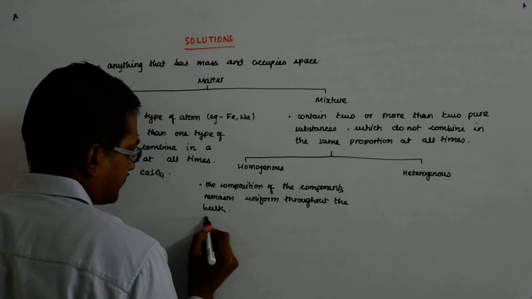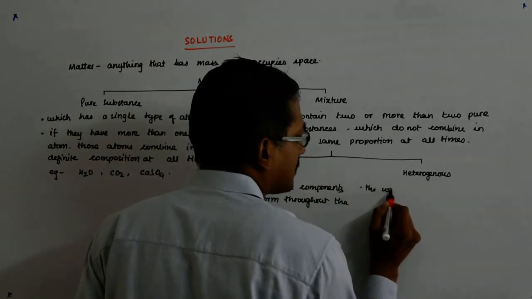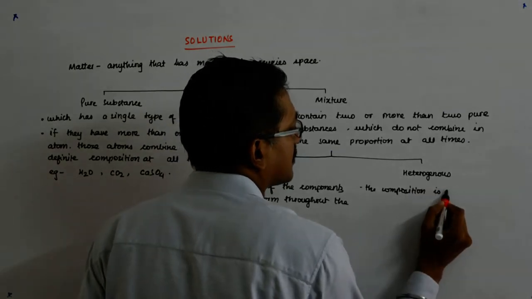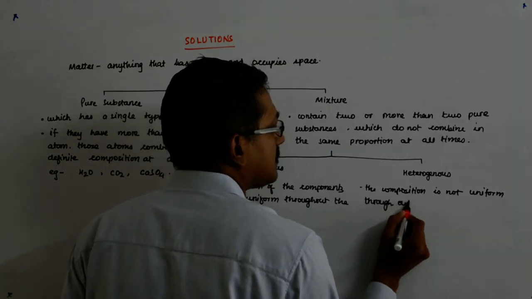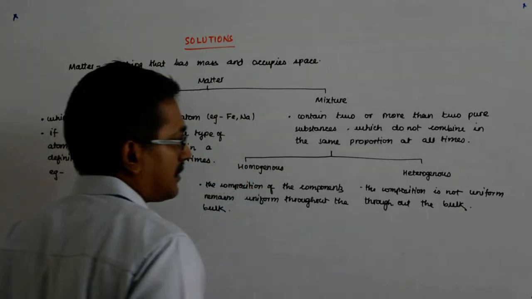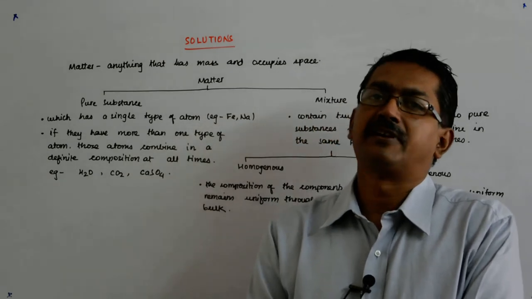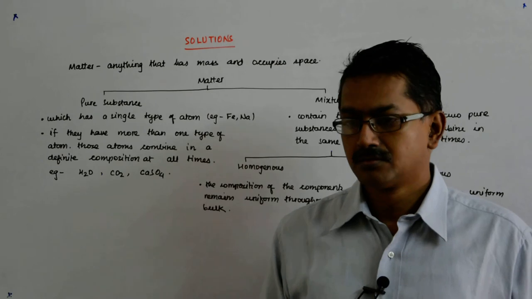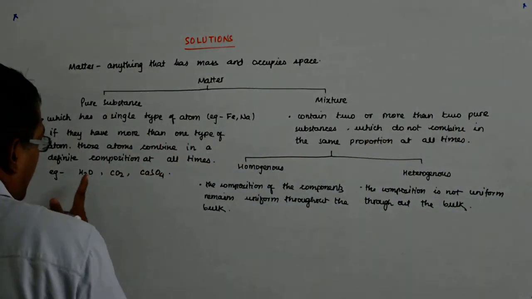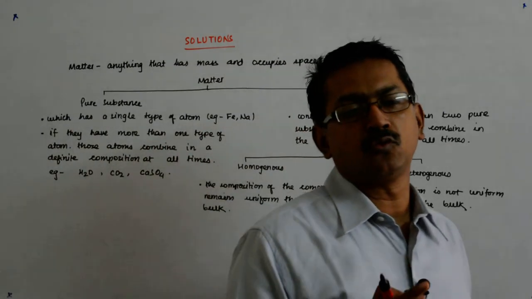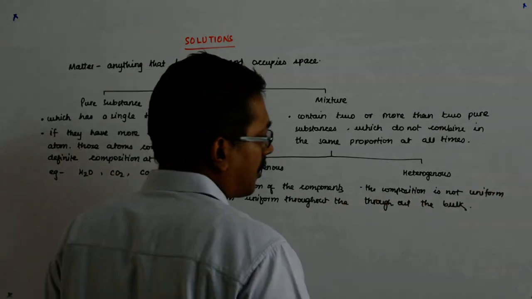Example? So before that, wait. And in heterogeneous, the composition is not uniform throughout the bulk. If it's uniform throughout the bulk, then why is it not a pure substance? Because it is variable. No one stops you from adding more sugar to the same amount of water. The composition is uniform but can be varied. Here, for a particular substance, say water, whatever you do, you will not be able to vary the percentage of mass in which they combine.